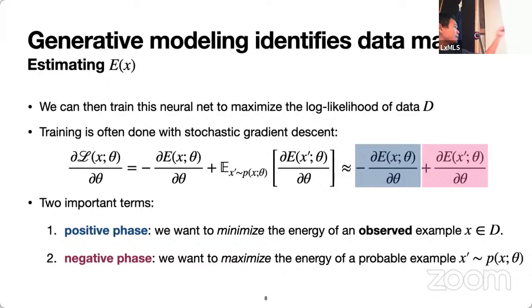And the second term, the negative phase, tells us that we want to maximize the energy of probable examples according to our current model. So it's like a whack-a-mole kind of situation. We say that, well, here are some positive examples. We want to ensure that the energy goes down on those positive examples. But on the negative examples that, according to our current model, are really likely or are already assigned a low energy, we're trying to increase it.